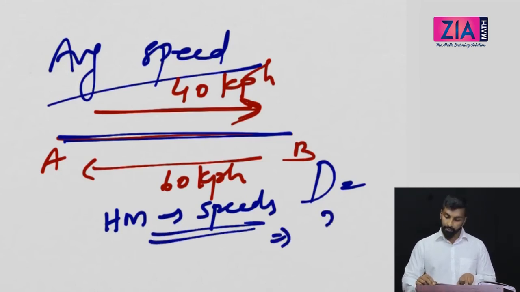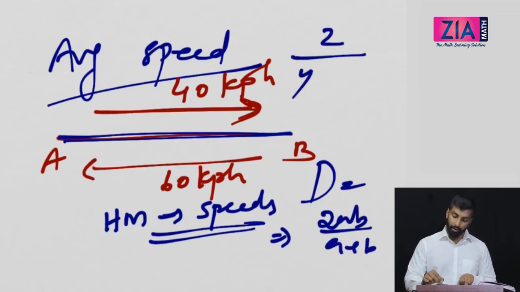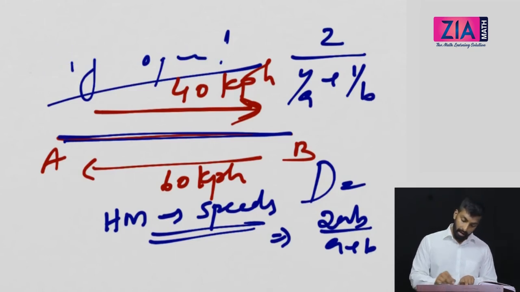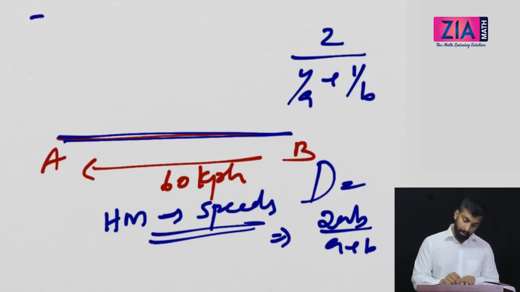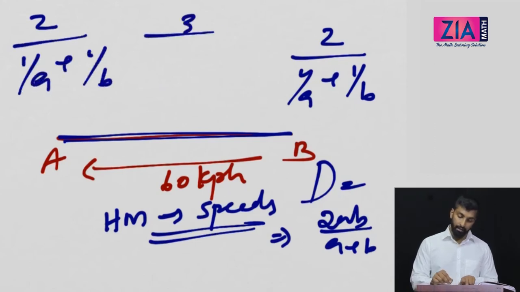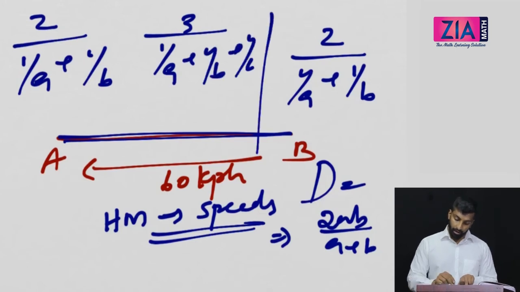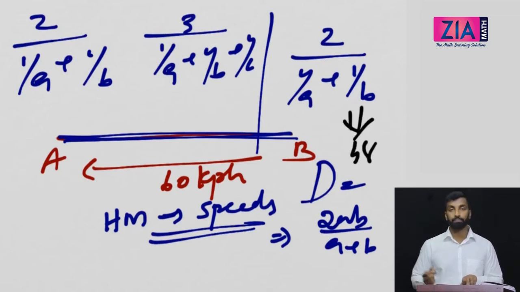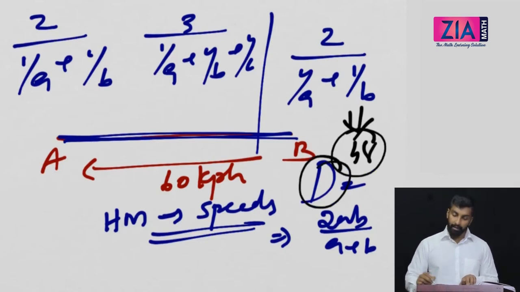So how will you get that? 2AB by A plus B, which is nothing but 2 divided by 1 by A plus 1 by B. So what is harmonic mean? If 2 terms are there, it is 2 divided by 1 by A plus 1 by B. If 3 terms are there, it is 3 divided by 1 by A plus 1 by B plus 1 by C. So here in this case there is an application of harmonic mean. If you find the answer, you will get 48. So where are you applying harmonic mean? When the distance is constant.